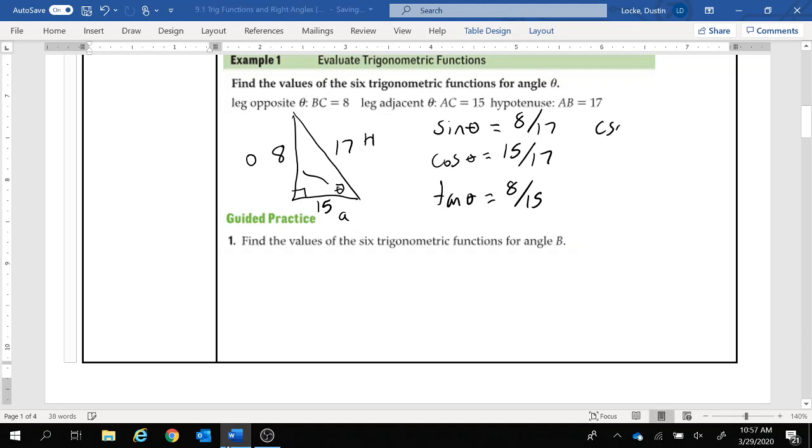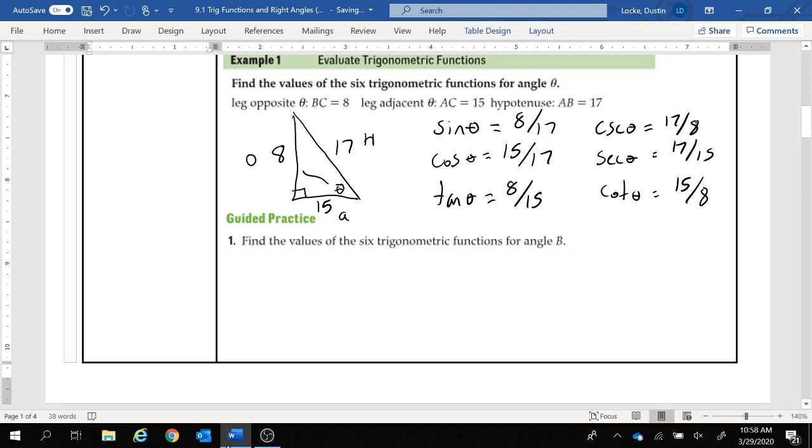Once again, all you really need to do now is just flip the original 3. So remember, sine and cosecant pair together. So that'd be 17 over 8. Secant theta would be 17 over 15. And cotangent theta is going to be 15 over 8.